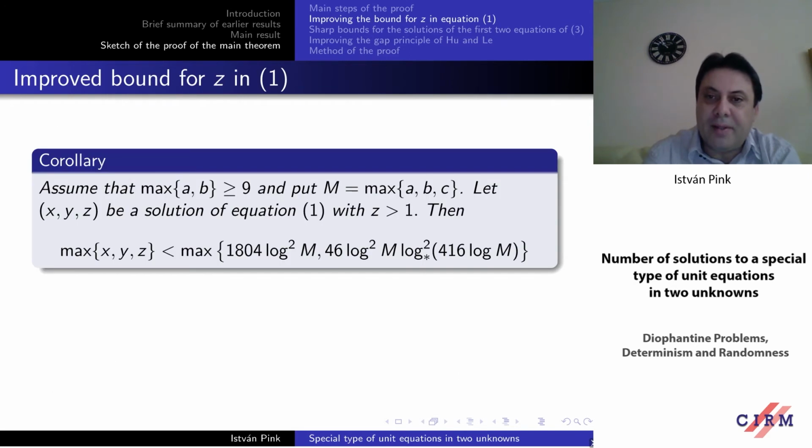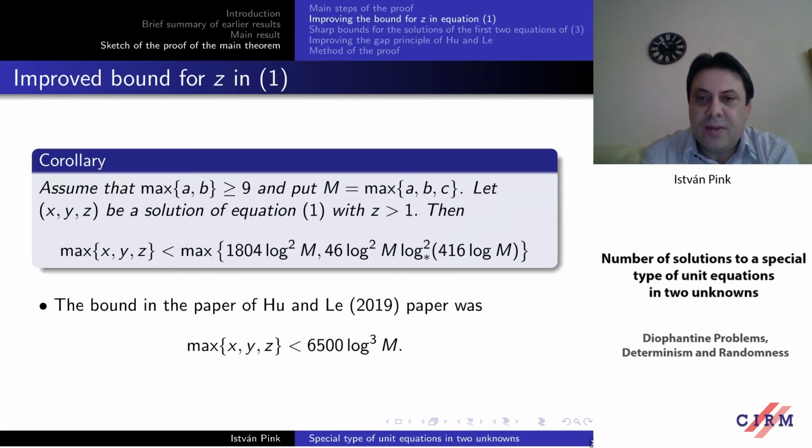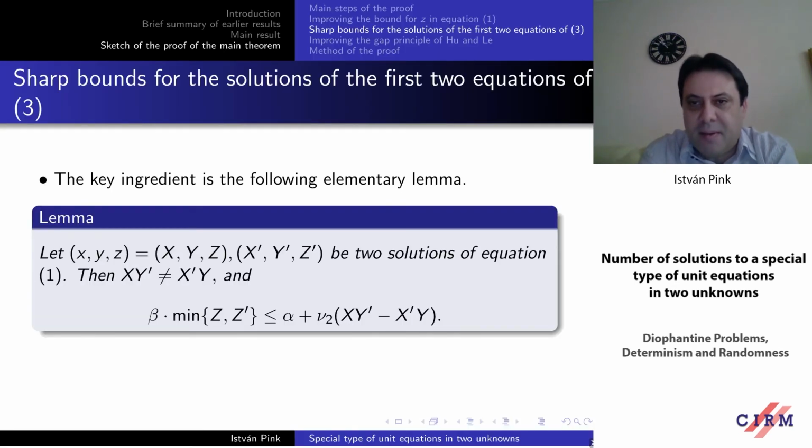Just to compare our result with the previously mentioned result, the corresponding result of Hu and Le, you can see here our result for the upper bound, and here the corresponding result of Hu and Le. You can see here that for us the dependence on the log m's is also better, and also the constants are much better. And this point was really very important at the enumeration step, at the computational step. So this was really an important improvement in this sense.